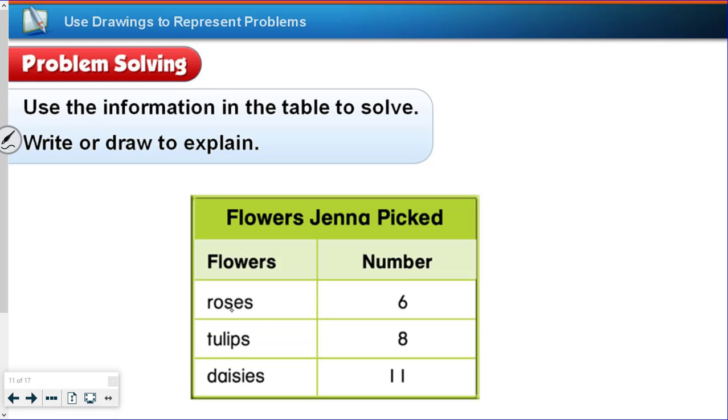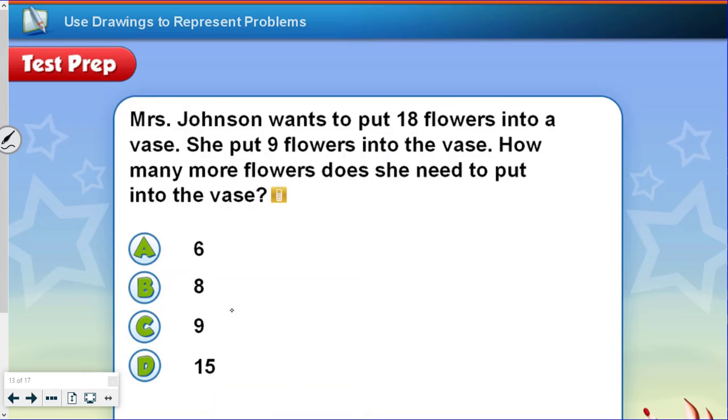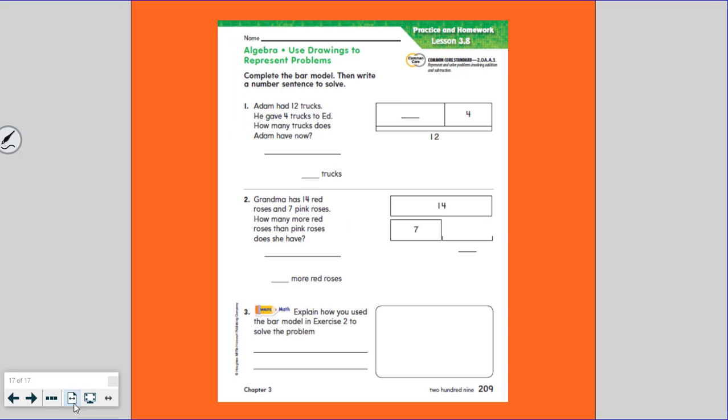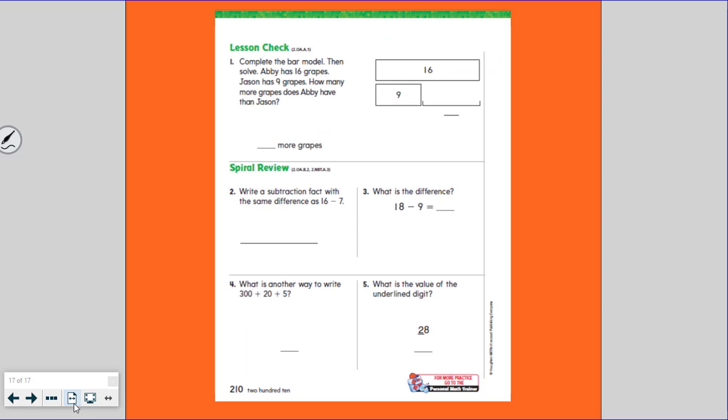All right, so your homework is to do pages 209 and 210. Okay? All right, good luck.